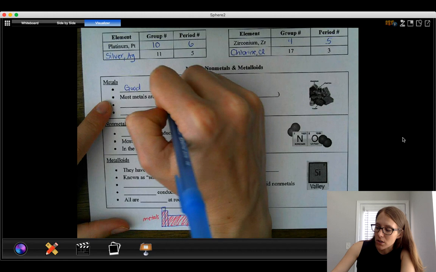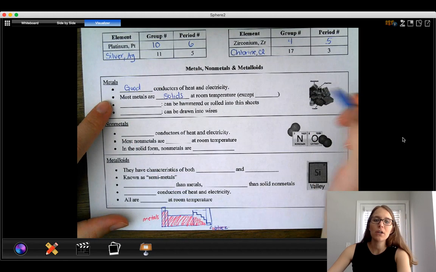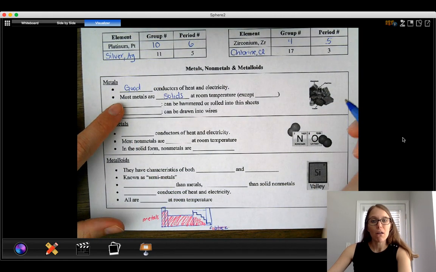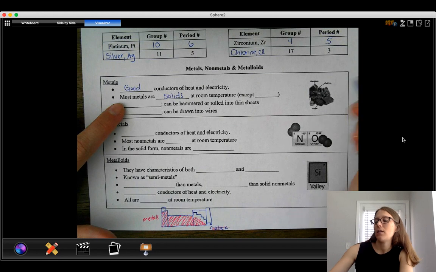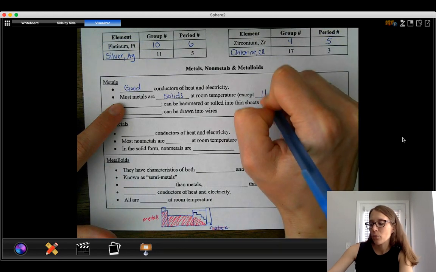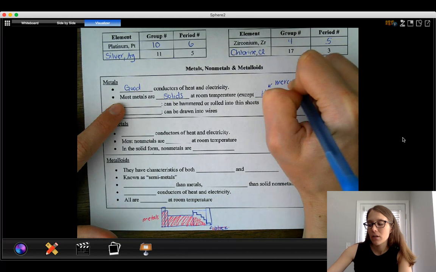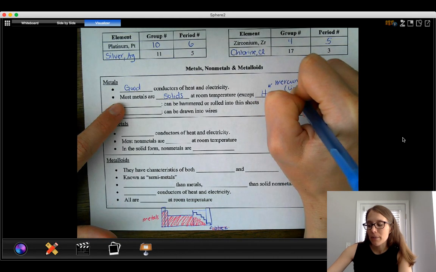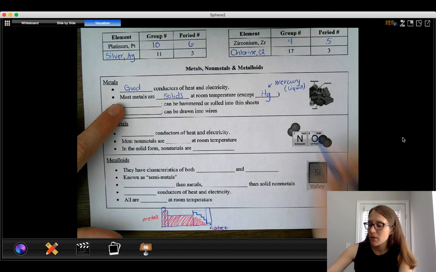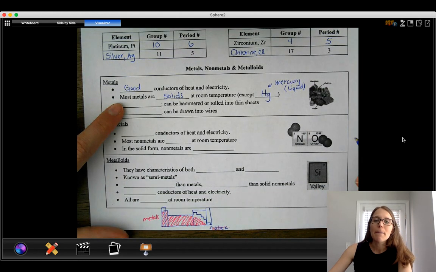Most metals are solids at room temperature. And when we say most, it's actually all except for one. There's one element that's a liquid at room temperature, which is mercury. It's abbreviated as Hg. So mercury at room temperature is actually a liquid. It used to be used in thermometers, but all other metals are solids.